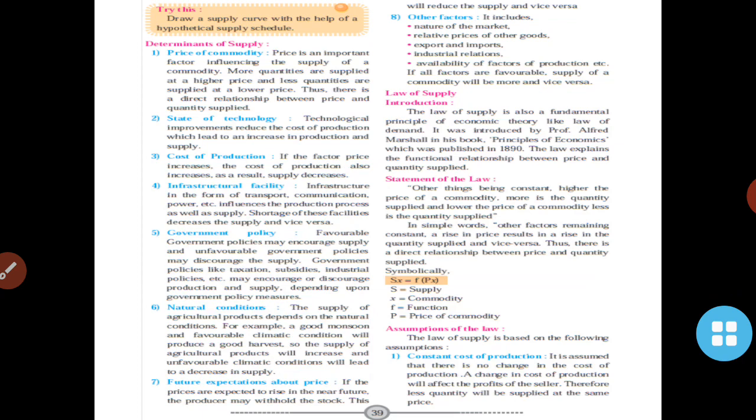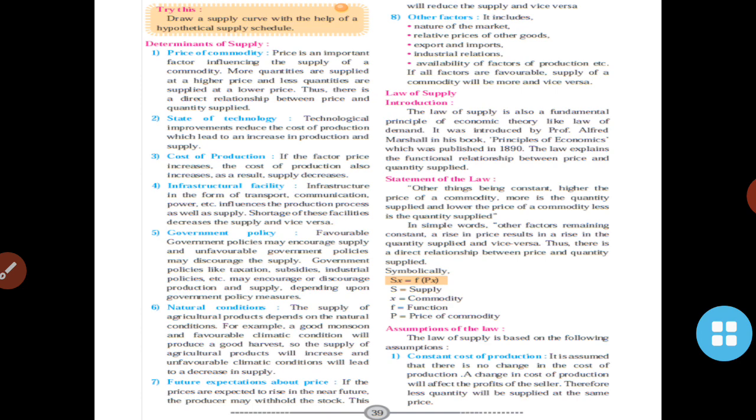Eighth is other factors. It includes nature of the market, relative price of other goods, export and import, industrial relations, availability of factors of production, etc. If all factors are favorable, supply for a commodity will be more, and vice versa. Now the law of supply is given. First, an introduction is given.